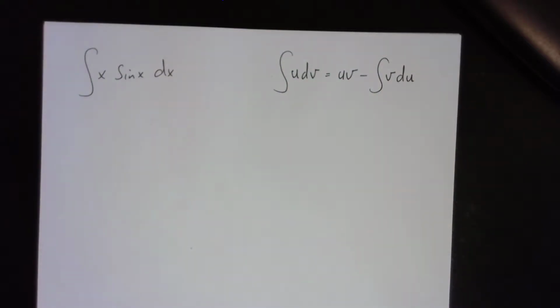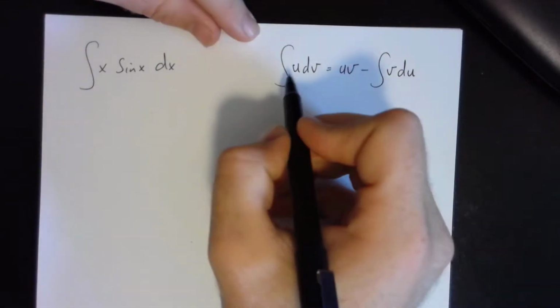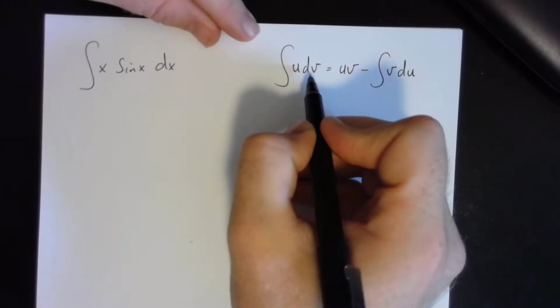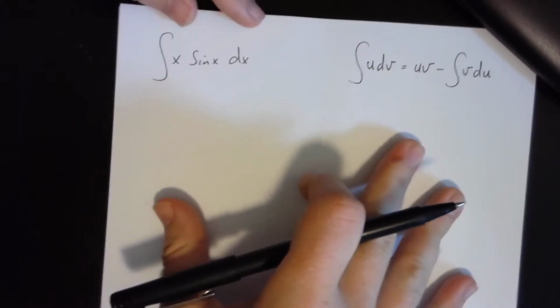Video 3 of section 7.2, integration by parts. Notice again we're looking at the same formula here. We're going to use this formula all the way throughout, keeping in mind that u and dv are nothing more than placeholders, as well as v and du. This is the example we're looking at this time.